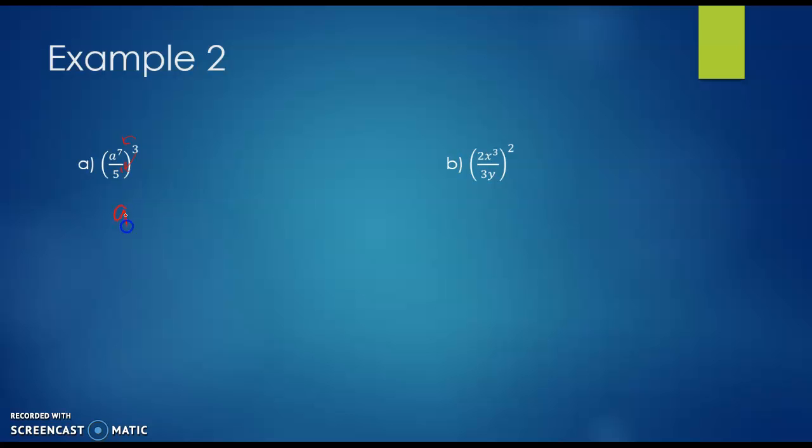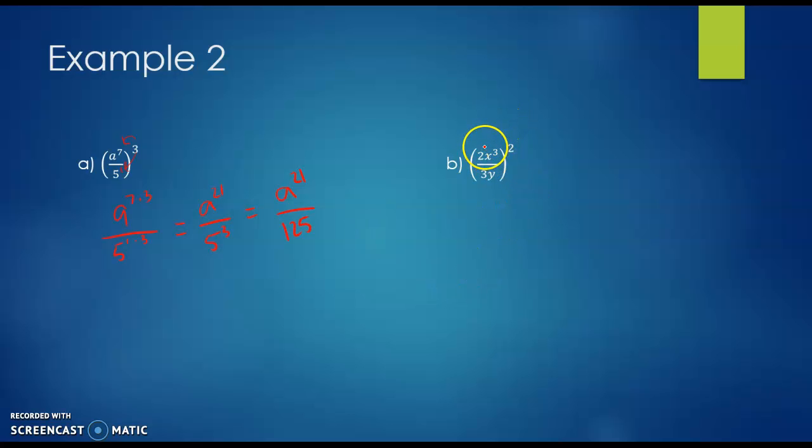So here we're going to have a to the 7 times 3 over 5 to the 1 times 3. So we have a to the 21st power over 5 cubed, and then unless it tells you not to, if it says simplify, it's wanting you to go ahead and take 5 and cube it and get 125. So that's the first answer.